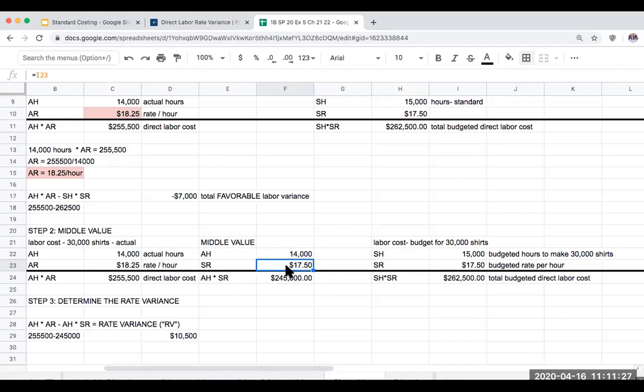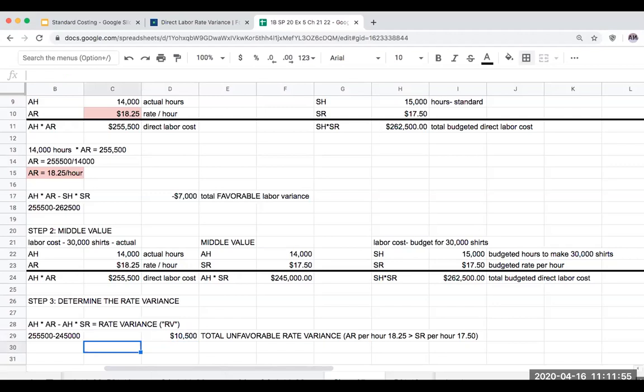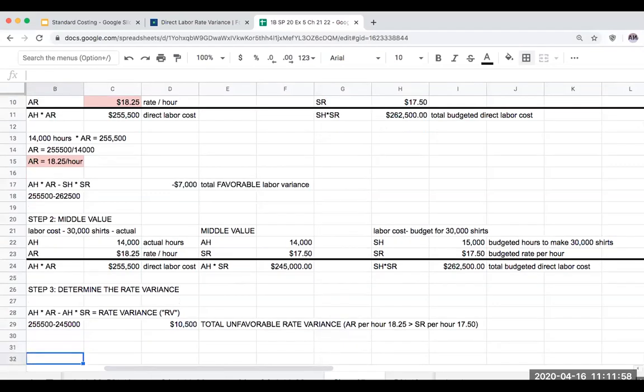Why is that difference there? Frankly, I don't know, but it is there, and we may want to investigate it depending on how significant it is to our production. So right over here, this is going to be a total unfavorable rate variance because my actual rate per hour of $18.25 is greater than my standard rate per hour of $17.50. So that is my rate variance. Okay, so that's my step here. Again, if it's favorable or unfavorable, think about it logically.